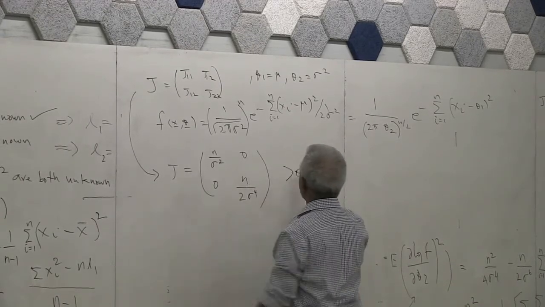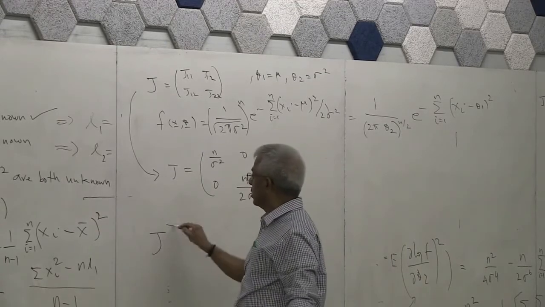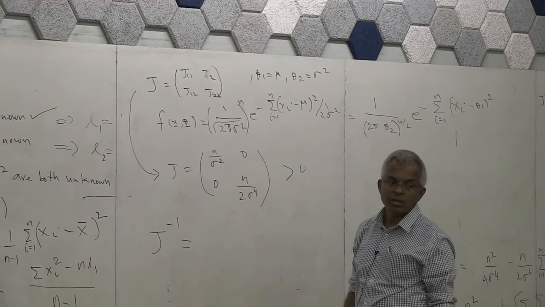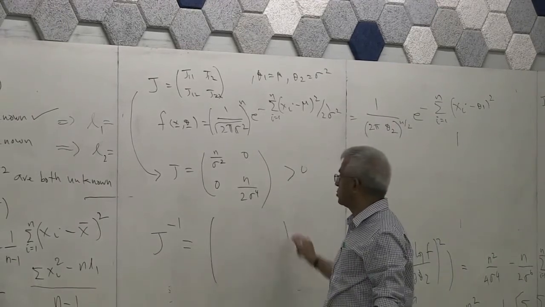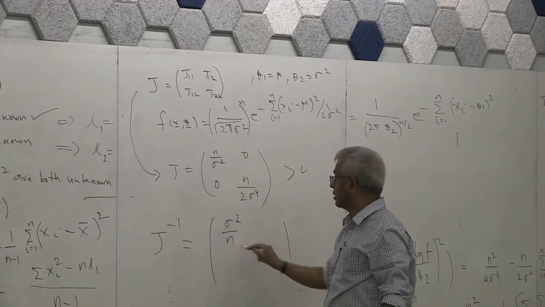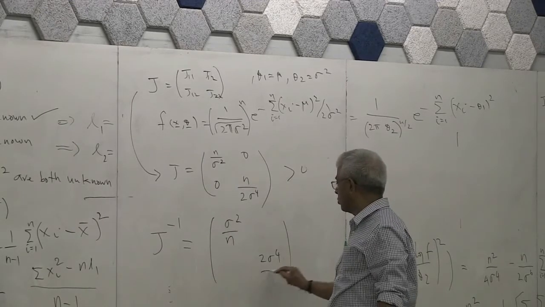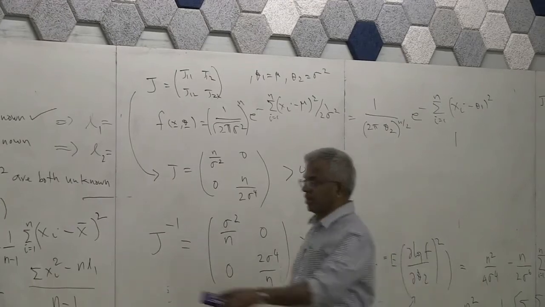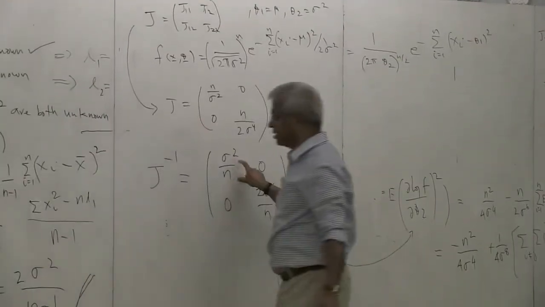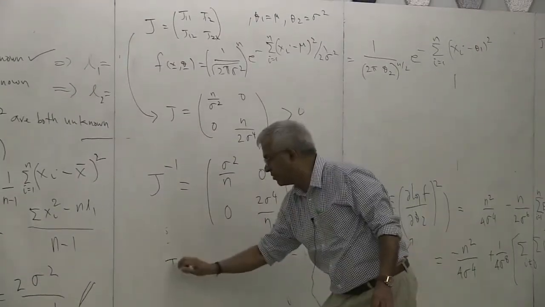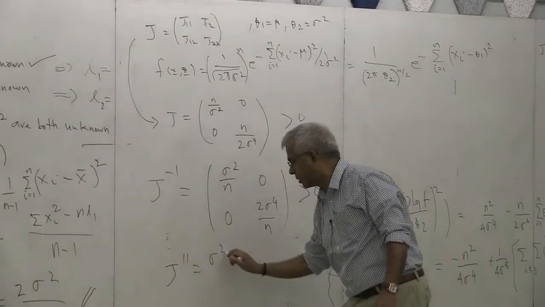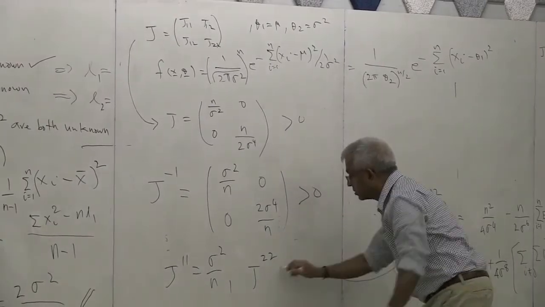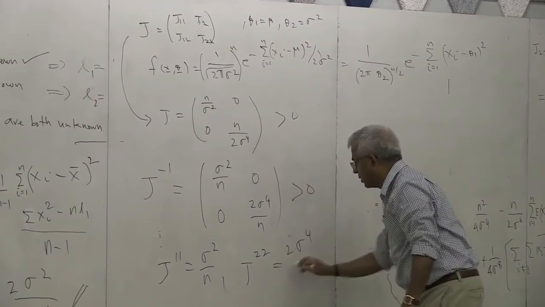So from here, this is of course a positive definite matrix. Look, this is an example where J is diagonal. So J inverse is what? Sigma squared over N. This is 2 sigma 4 over N. So what do you conclude? Look at this, variance of theta 1, same as the Cramer Rao bound, okay? So the first Cramer Rao bound is sigma squared over n, but the second Cramer Rao bound is 2 sigma 4 over n.